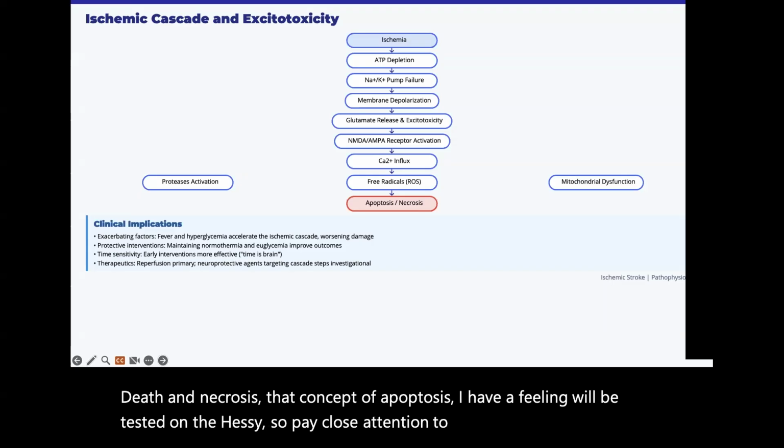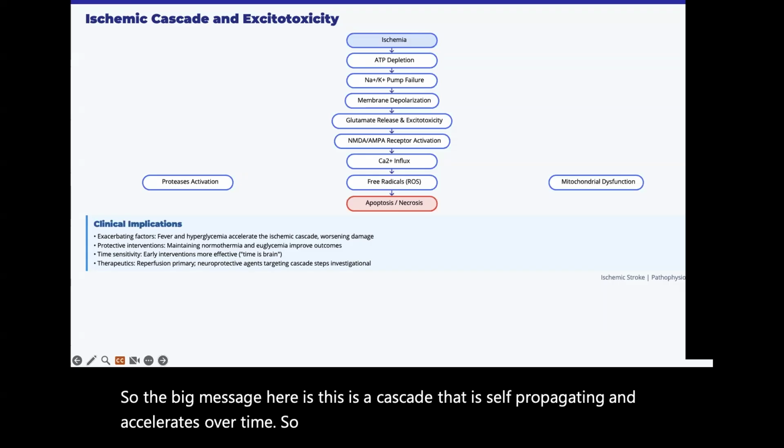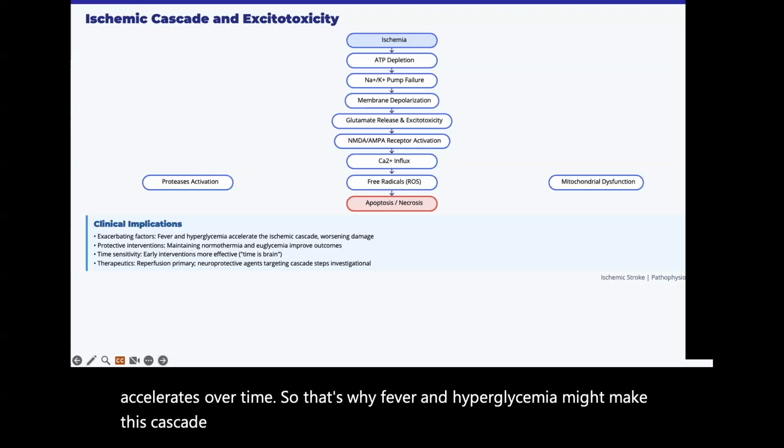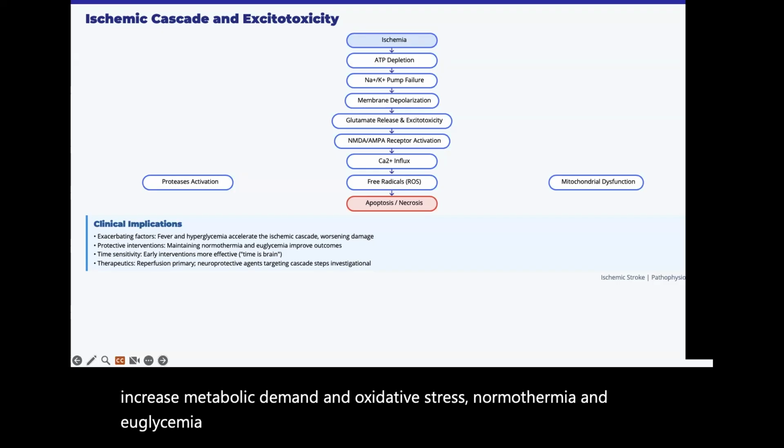Now, the core is the part that is dead, the necrotic part. So the big message here is this is a cascade that is self-propagating and accelerates over time. That's why fever and hyperglycemia might make this cascade worse. Why would that be? Well, fever and hyperglycemia increase metabolic demand and oxidative stress. Normothermia and euglycemia, even small corrections, will protect the brain.